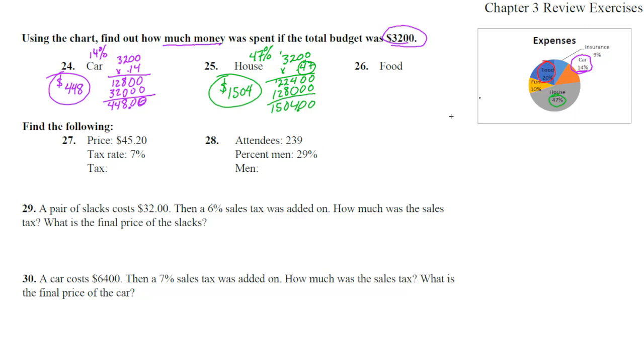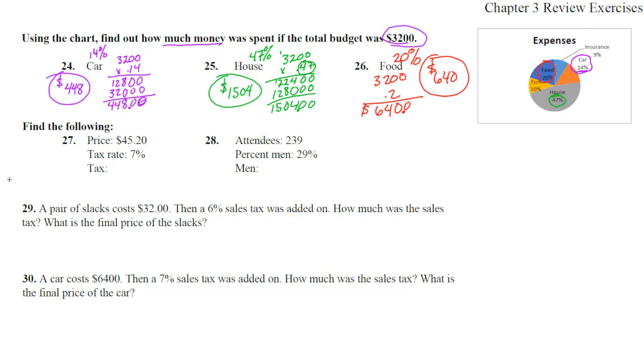Food is 20%. So that means 0.2 is what we're going to multiply 3,200 by. 2 times 0 is 0, 2 times 0 is 0, 2 times 2 is 4, 2 times 3 is 6. Only 1 decimal place, which is right there, 1 digit behind the decimal place. My mind was thinking 2, but it's just 1. $640 for food. Woo, big family budget.